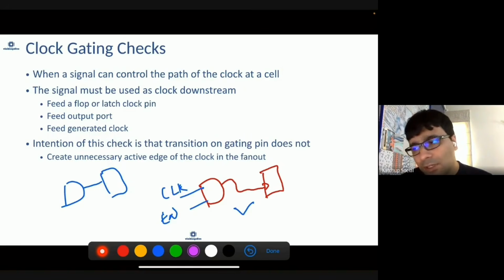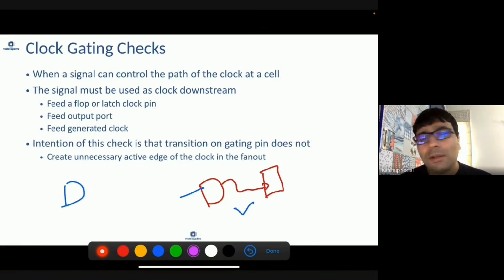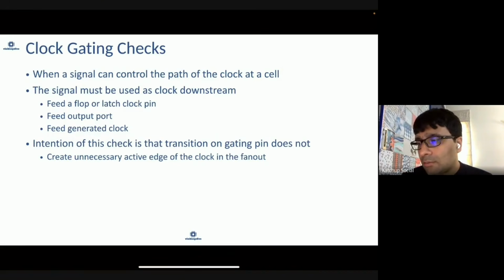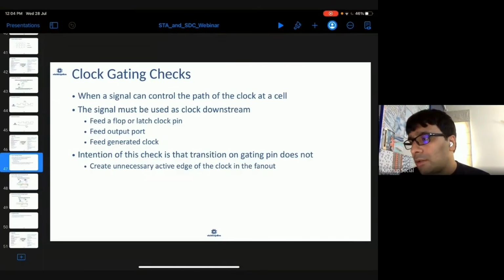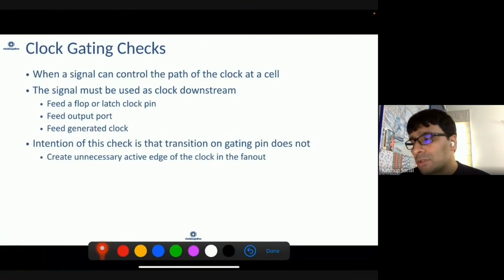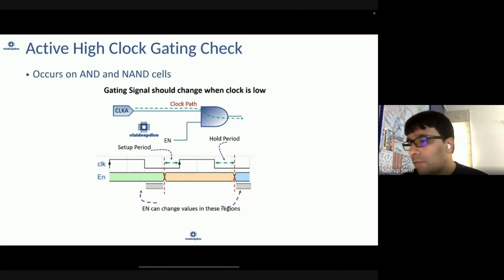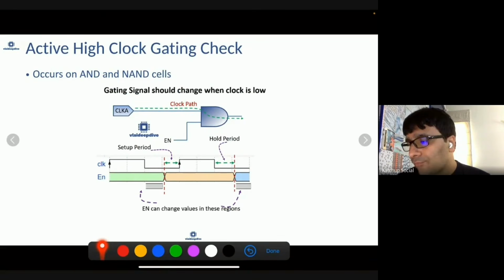So the requirement is basically, for clock gating check to happen at a certain cell, it has to be used as a clock in the fanout. The intention of this check is to ensure that a transition at the gating pin does not unnecessarily create an active edge in the clock fanout. Let's understand that using specific cells for which clock gating checks are done. So we'll start with what we call active high clock gating check, which is done on AND gates or NAND gates. Okay. Now, let's say you have this clock going high here.